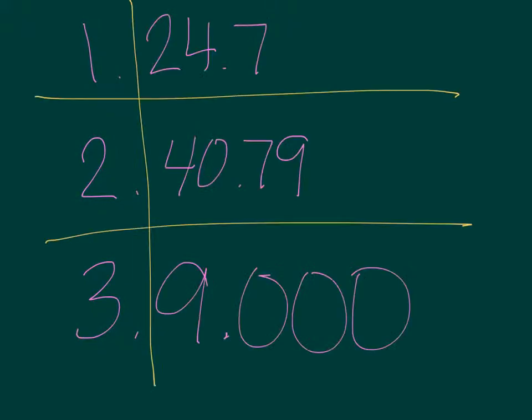Okay, so go ahead and answer these 3. I'm going to write a couple down here. Go ahead and look at these 3 numbers, 24.7, 40.79, and 9.000, and we can just assume that maybe these are all in grams. It doesn't really matter for this purpose. So go ahead and answer and see if you can correctly identify how many significant figures each of these numbers has. Okay, hopefully you've had a chance to do that.